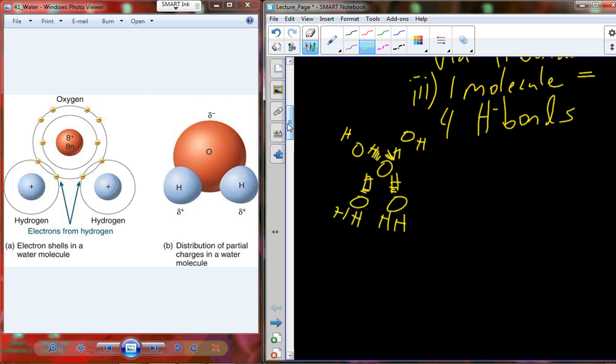The number of valence electrons in oxygen is 6 valence electrons. It has 2 that are not paired. And so the single electron with the hydrogen pairs up with one of those unpaired electrons.